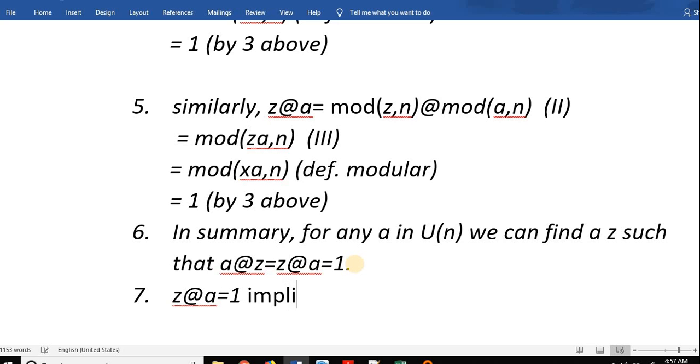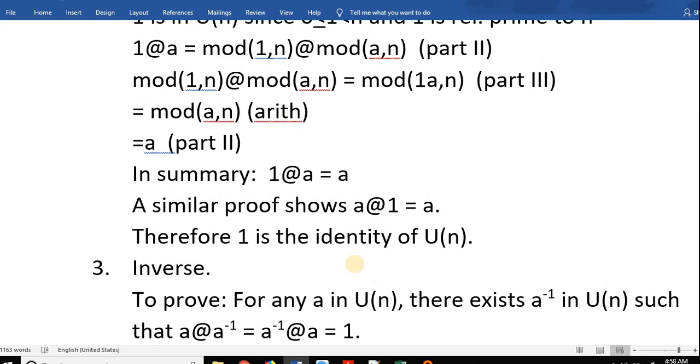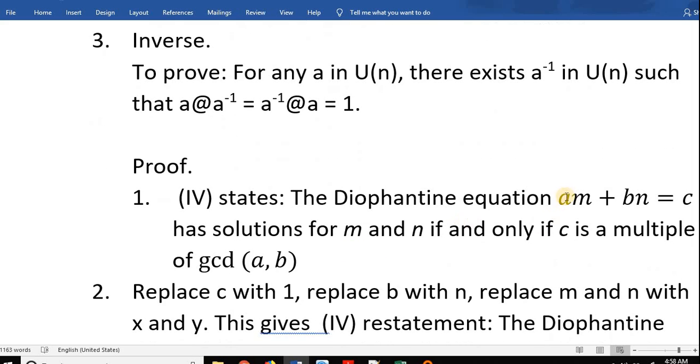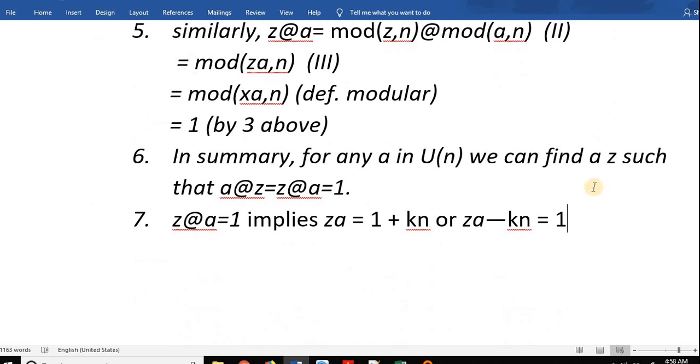Implies that za equals 1 plus kn. And I can write this as za minus kn equal to 1. And we know from this statement up here that this equation has a solution if and only if c is a multiple of GCD. In this case, c is 1. That means that z and n must be relatively prime.